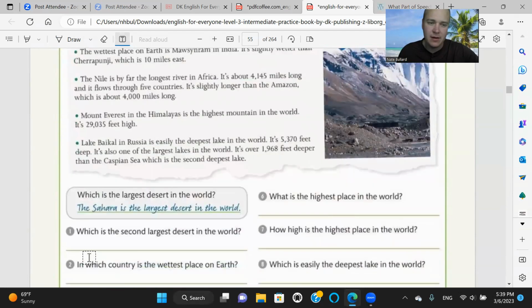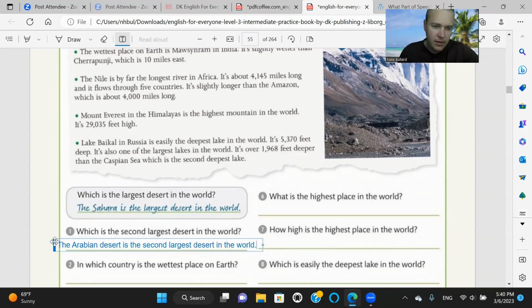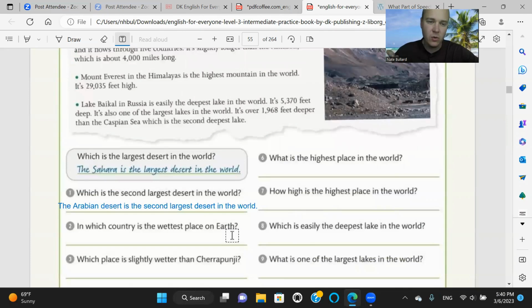The Arabian Desert. All right, we have to write this in a complete sentence. So, how are we going to write this? The Arabian Desert is the second largest desert in the world. All right, we can write it like this. The Arabian Desert is the second largest desert in the world.